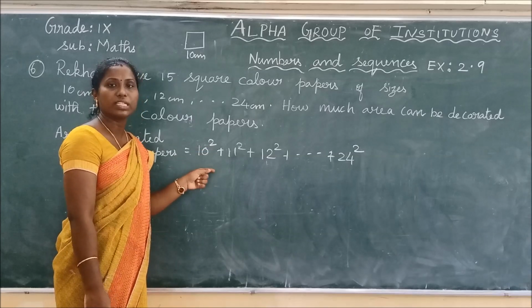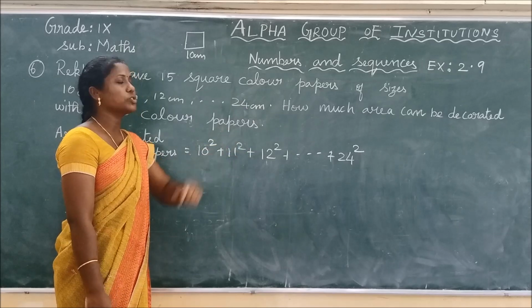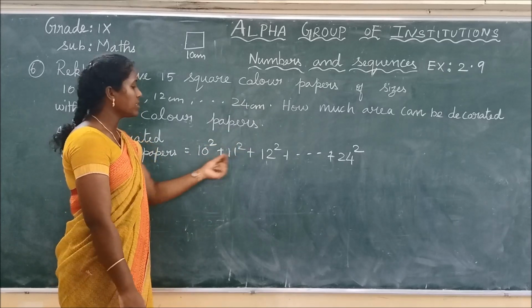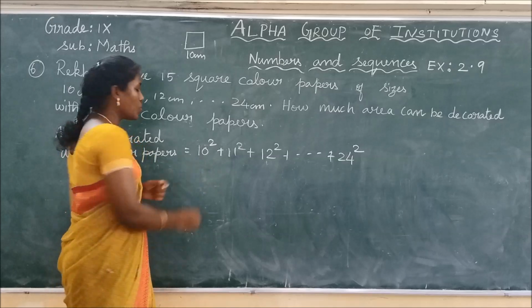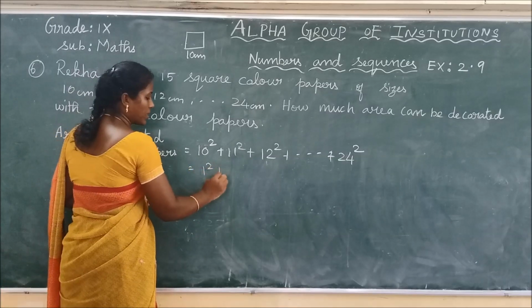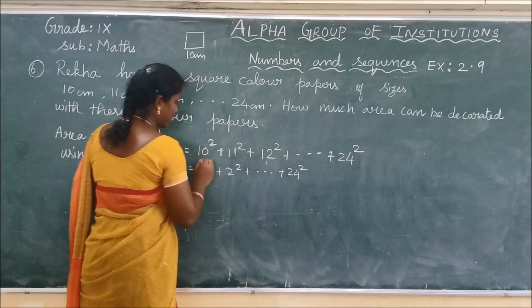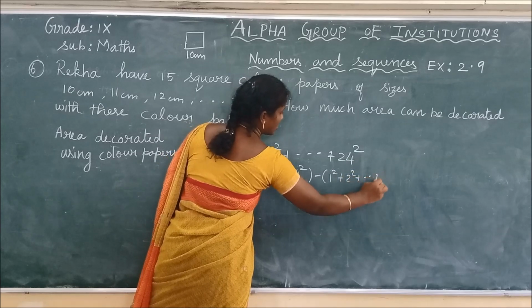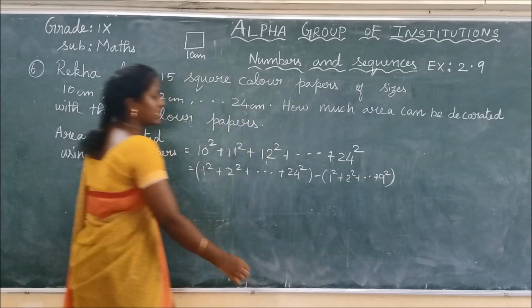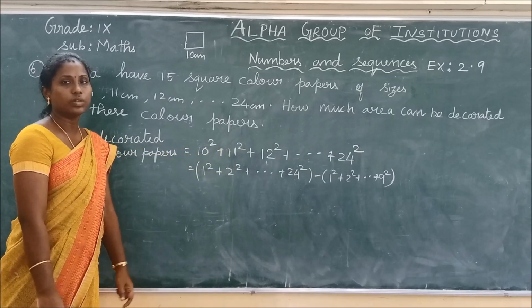So 10 square, each and every side should be squared to find the area. So 10 square plus 11 square up to 24 square. Now see, we got the special series here. It starts from 10 only. So we can rewrite this as 1 square plus 2 square plus etc. plus 24 square, minus 1 square plus 2 square plus etc. plus 9 square, because here the series starts from 10. So I am taking 1 to 24 minus 1 to 9.